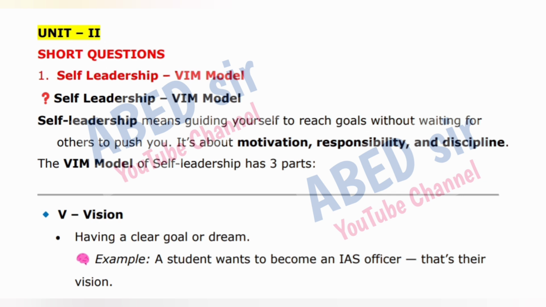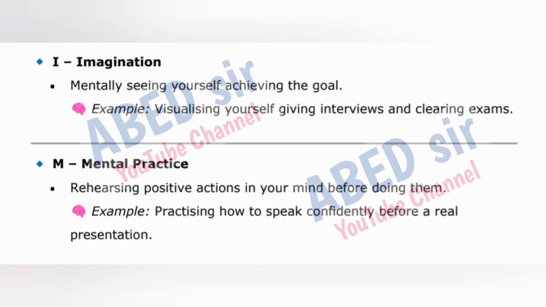Vision. Having a clear goal or dream. Example, a student wants to become an IAS officer, that's their vision. Imagination. Mentally seeing yourself achieving the goal. Example, visualizing yourself giving interviews and clearing exams. Mental practice. Rehearsing positive actions in your mind before doing them. Example, practicing how to speak confidently before a real presentation.